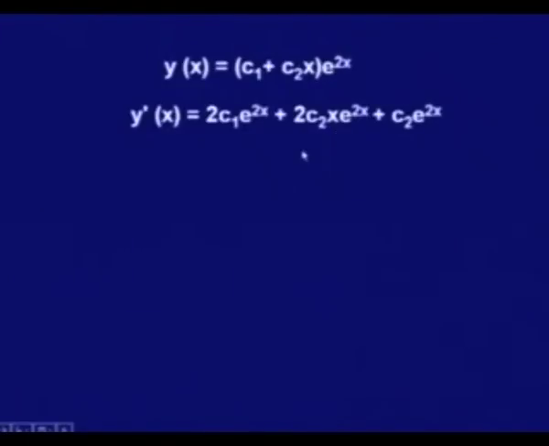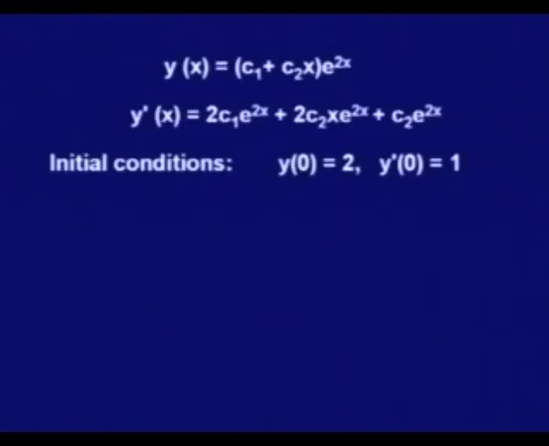Now, use the initial conditions given at 0, that is y(0) is 2 and y dash 0 is 1. When I put x is equal to 0 in the first one, I do get only the term C1. So, we get C1 is equal to 2. When I put x is equal to 0 in y dash, I do get the two terms 2 C1 and C2. This is given as 1. So, 2 C1 plus C2 is 1. Since C1 is 2, C2 we would be getting as minus 3.